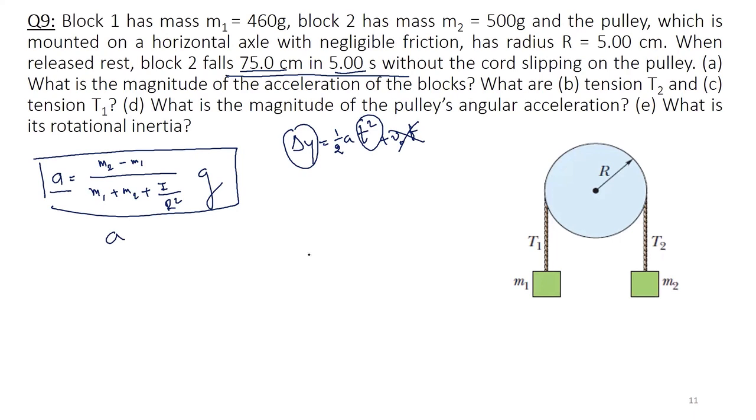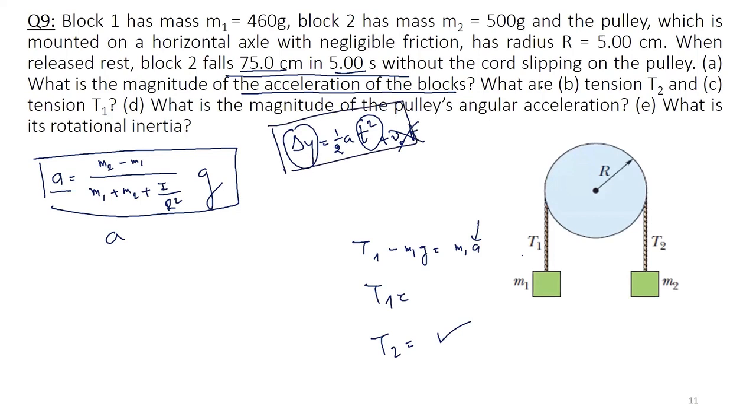Once you get a, you can go to T1. You will say that T1 minus m1g is equal to m1a, and you get T1, because now I know a. And then you can get T2 as well. That's the second question. The first question is, what was the magnitude of the acceleration of the block? You calculate it using this. Then for the tension, you use Newton's second law on block 1 and block 2, and you get tension 1 and tension 2.